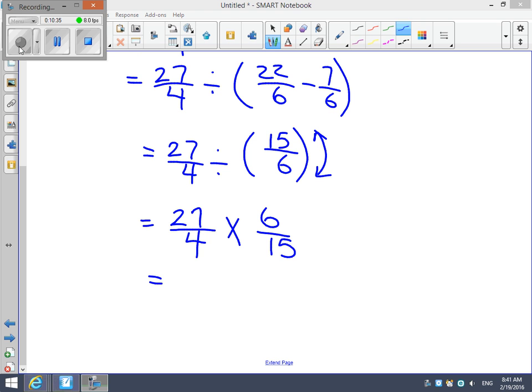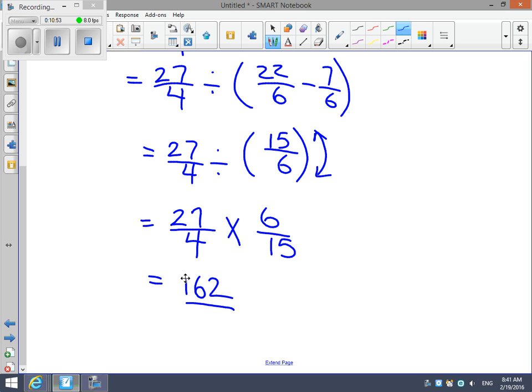So I have to multiply 27 times 6. I know 6 times 20 is 120, and I know 6 times 7 is 42. What I've done is chunk them into two different parts. So I have 120 plus 42, and that equals 162. And I know that 4 times 15 is 60. So now my problem is, first of all, I can change it into a mixed number to start with.